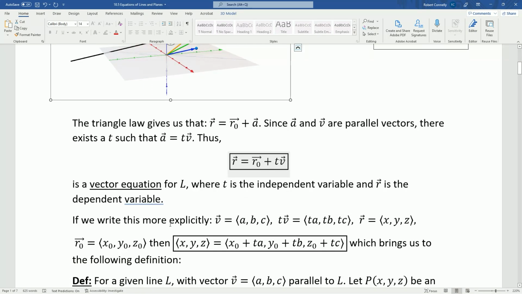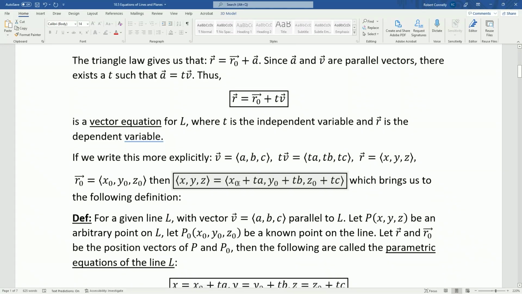So if we write this more explicitly, our vector equation becomes the following. So v is our direction vector, that's a, b, c. tv would be ta, tb, tc. Our position for our arbitrary point vector is x, y, z. And our position for our fixed point is x naught, y naught, z naught. So if we add r naught plus tv, we end up with x naught plus ta, y naught plus tb, and z naught plus tc.